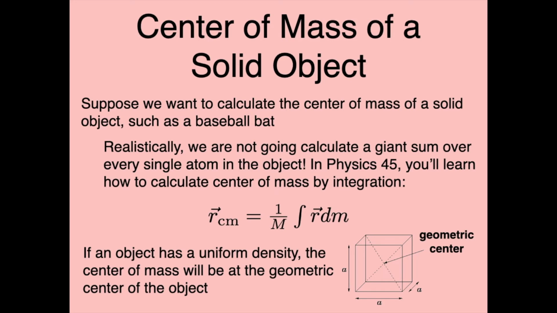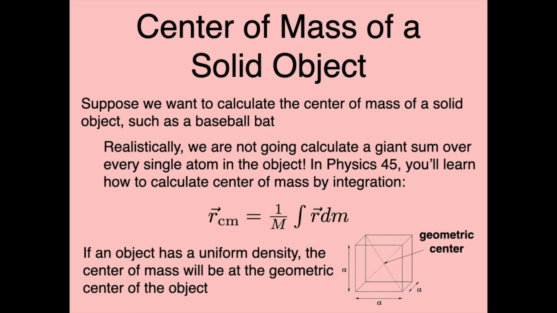But there is something kind of important to just note here before we move forward. Let's say I have an object with a uniform density. So that just means the density of the object is the same everywhere. It doesn't get more or less dense from point to point on the object. It just has the same density everywhere. If that's the case, then the center of mass of the object is just at the geometric center. So for instance, let's say we have a cube.